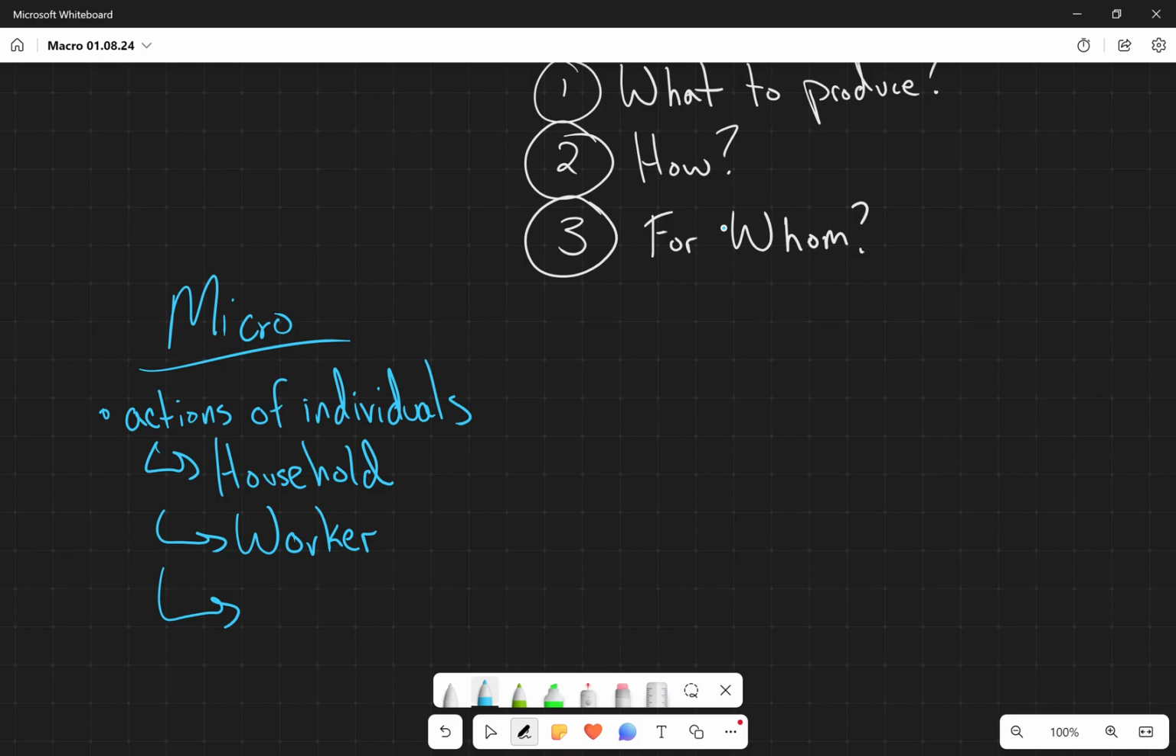And then lastly, this is economics, so we are talking a lot about businesses in both macro and micro. We're going to talk a lot about businesses. Now, when we talk about macro, we're talking about broader issues.